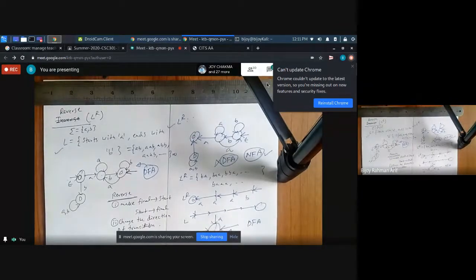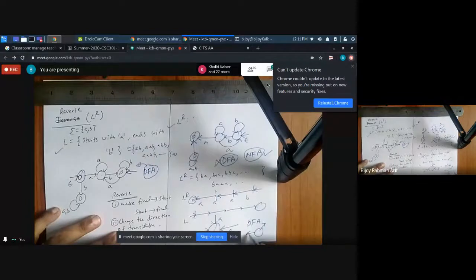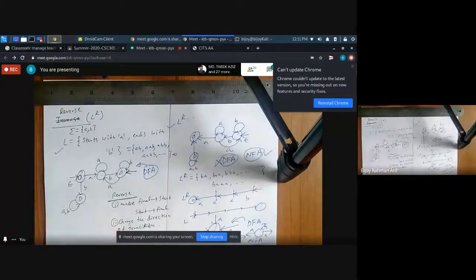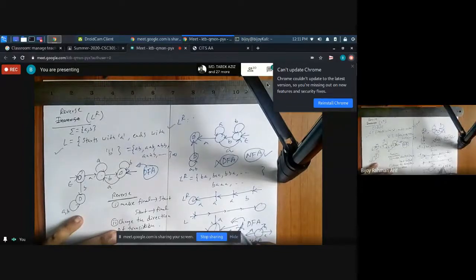Am I right or not? Yes. It is acceptable in a DFA because a DFA is concerned with whether there are multiple outward edges for a single letter or not. It does not care about whether there are inward edges for multiple letters or not. But whenever you reverse this one, what happens? This would become an outward edge for the same letter. So that's why it is no longer a DFA. It would become an NFA. Did you get it? Okay. So this is the transformation of it.